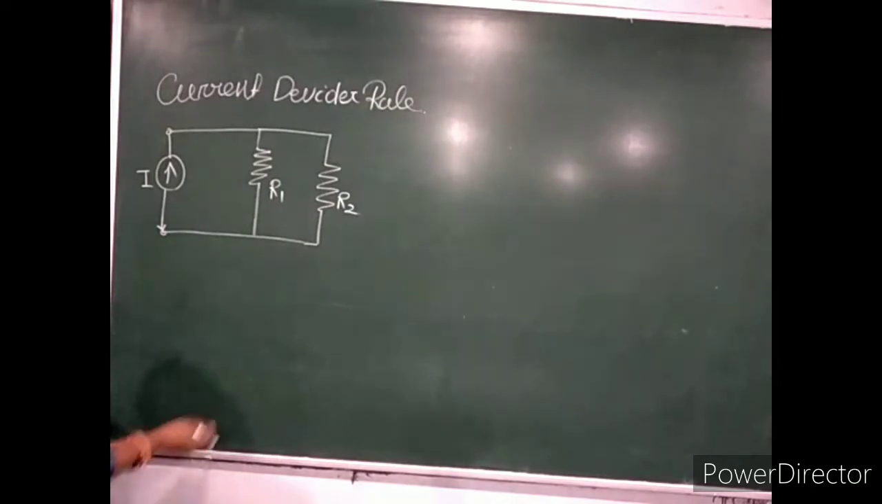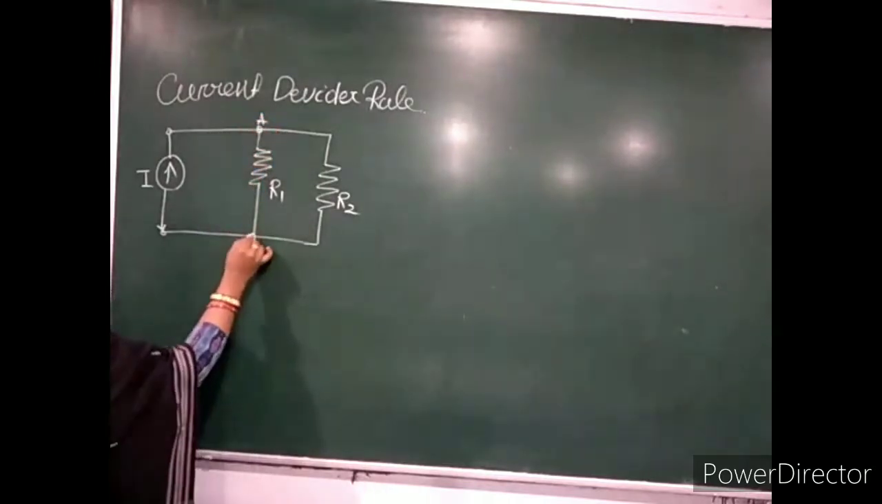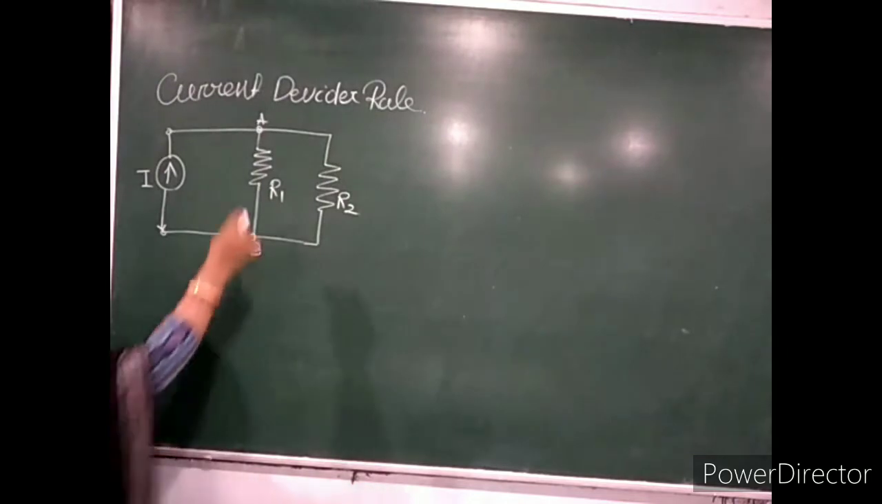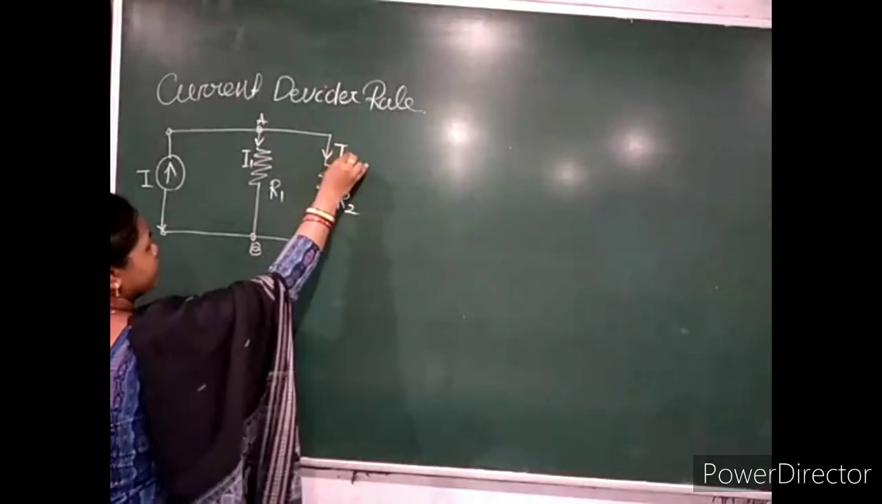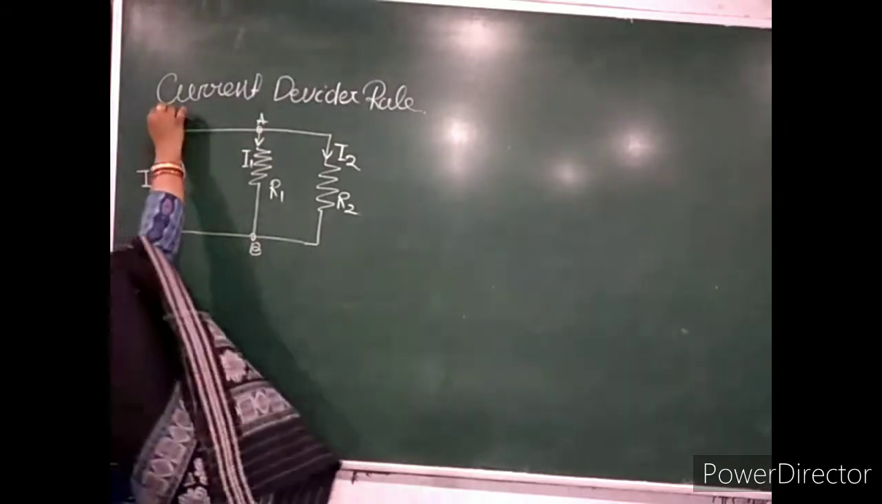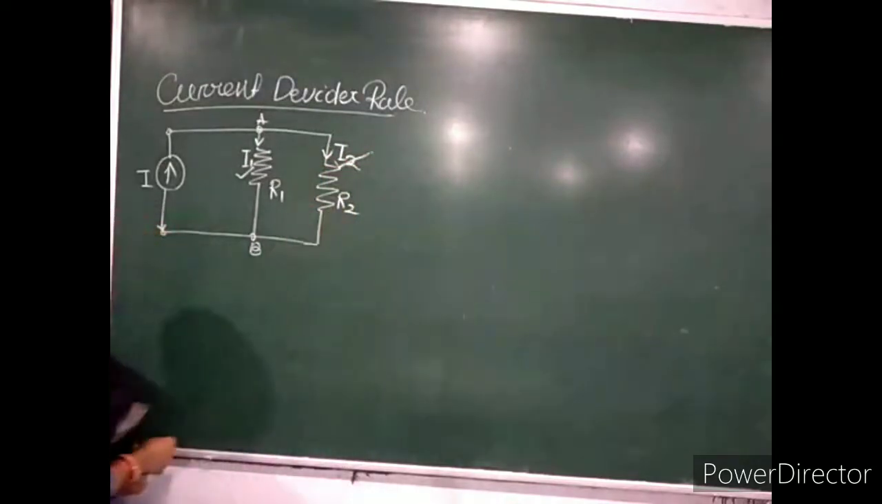Here, in this whole circuit, current I is the total current. Let this point be A and this point be B. At this point the current is divided into two parts, I1 and I2. Here, by using the current divider rule, you have to find I1 and I2.